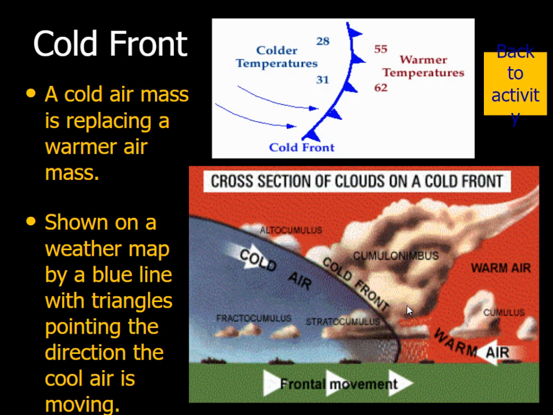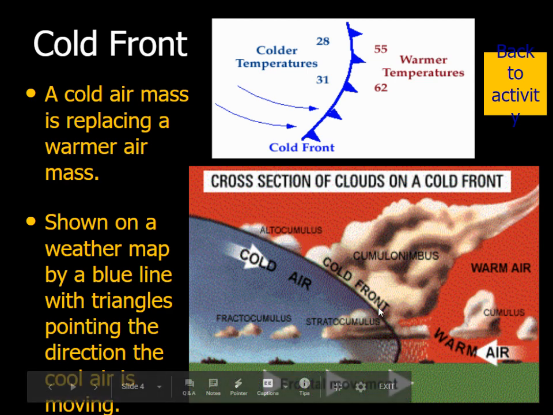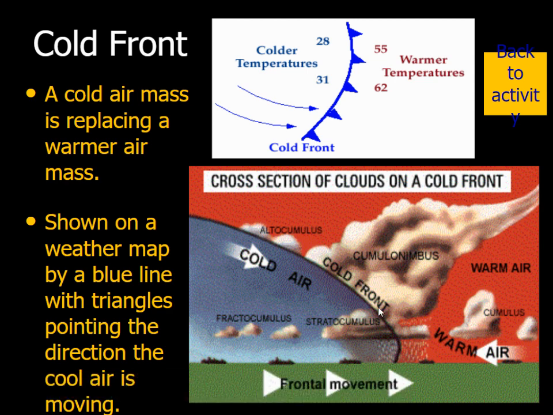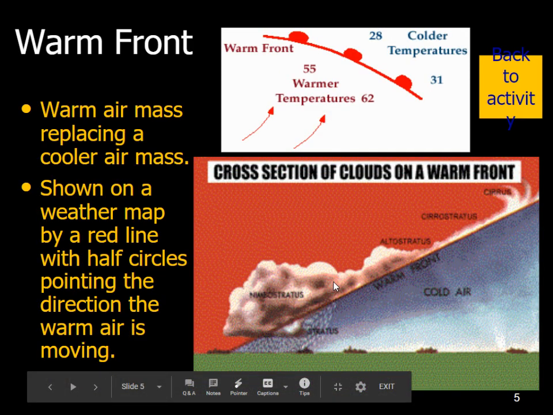So a cold front is represented by the blue triangles. A cold front replaces the warm air and is shown on a weather map by blue triangles. You'll see that where they meet, there will be quite a bit of rain. So you could see a cumulonimbus cloud meeting, and you'll create what we call more of a storm front.